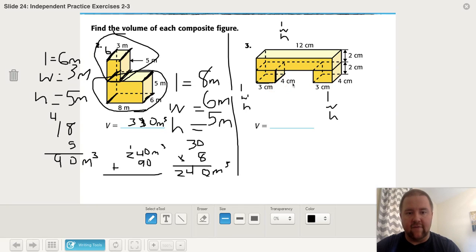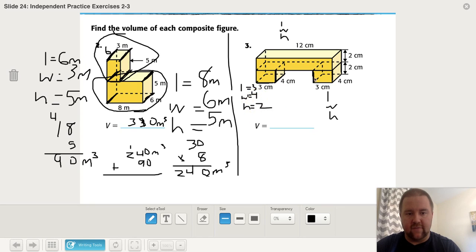And we don't have the height here. We look across from it. These are the same length. These are the same length. These are the same length. So we have the height of 2. So we're going to say a length of 3, a width of 4, and a height of 2.